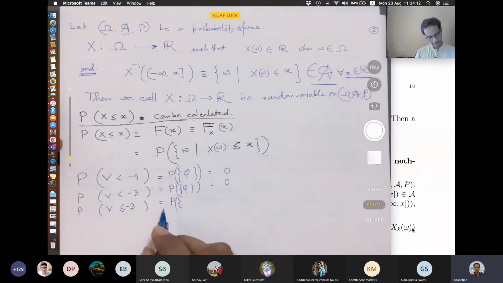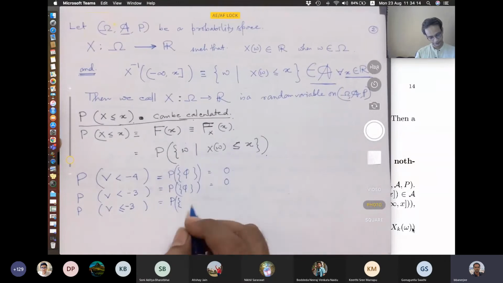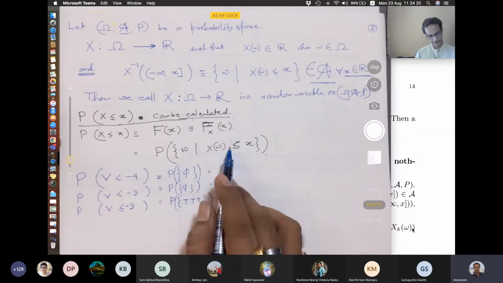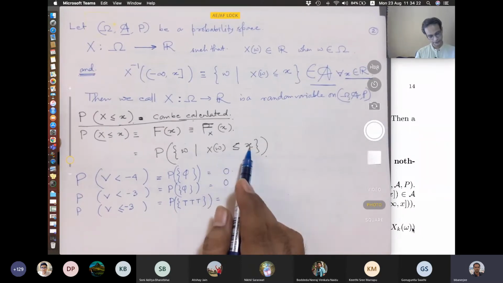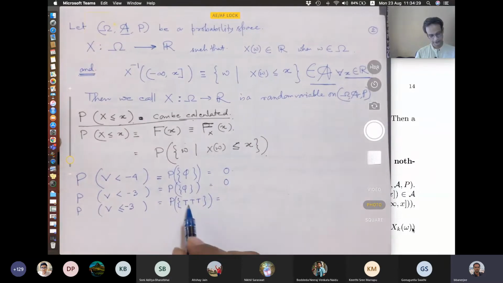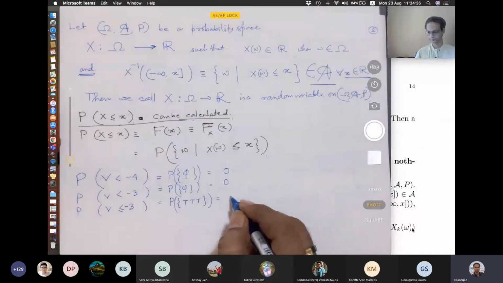Is it not that if you go by this definition, only tail is satisfying this condition, P of omega such that X of omega is less than or equal to small x? So V of omega is less than or equal to minus 3, and TTT is the only point satisfying this. So what will be the probability? 1/8.